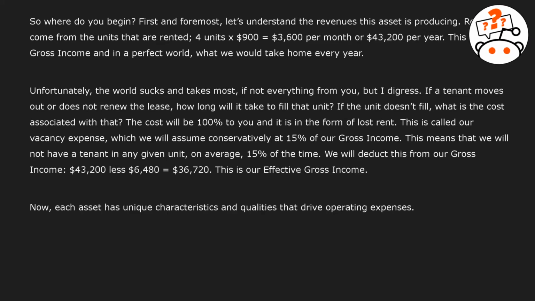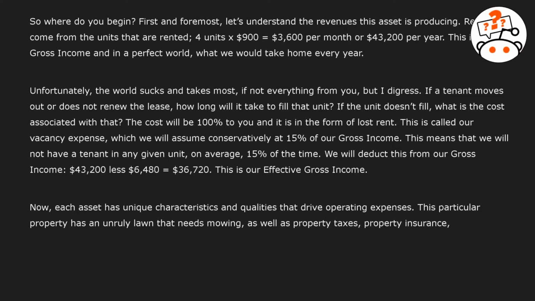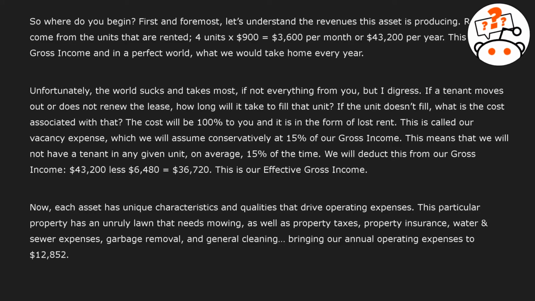Now, each asset has unique characteristics and qualities that drive operating expenses. This particular property has an unruly lawn that needs mowing, as well as property taxes, property insurance, water and sewer expenses, garbage removal, and general cleaning, bringing our annual operating expenses to $12,852.